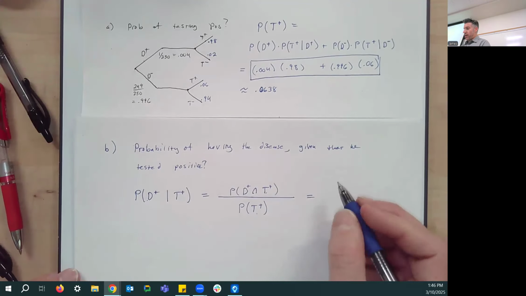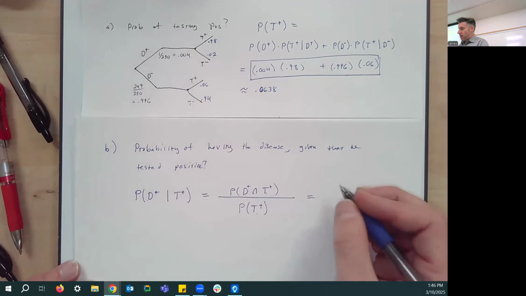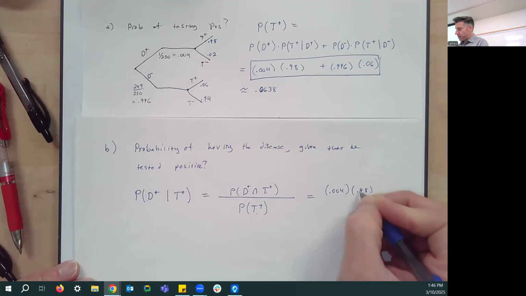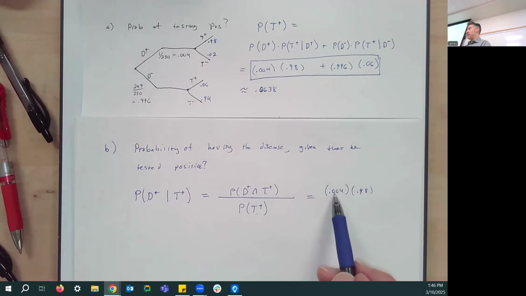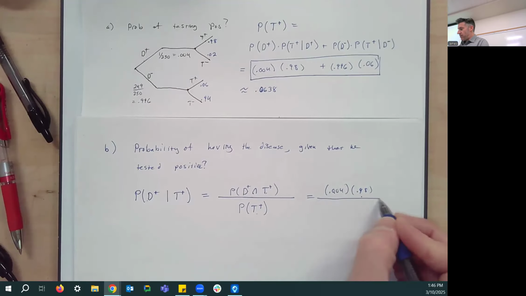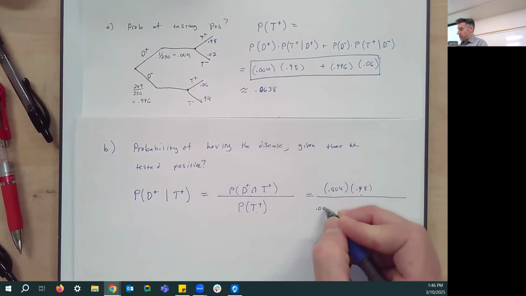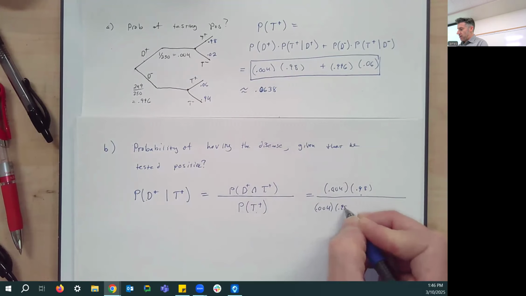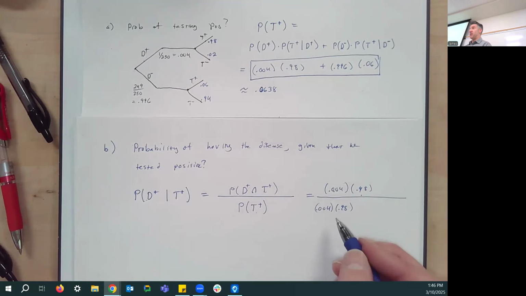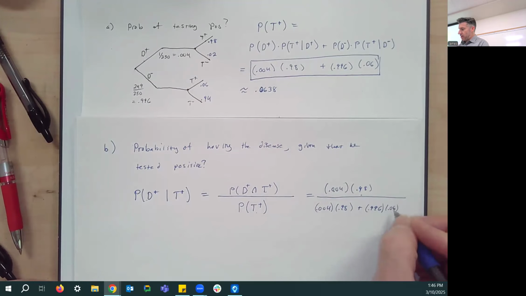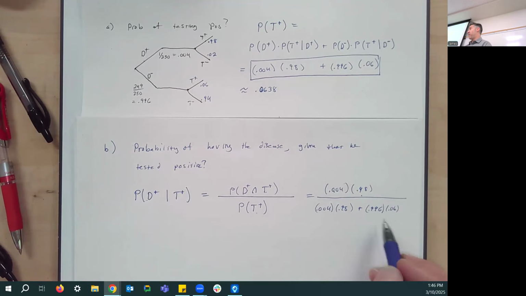I'd say, cool, it's this first path. That's going to be 0.004 times 0.98. The probability of having the disease and then having a positive test given that I have the disease divided by all the ways I can have a positive test, which we just calculated before. That's going to be 0.004 times 0.98, which is the probability of, again, having the disease and a positive test, plus 0.996 times 0.06, the probability of not having the disease and still having a positive test.